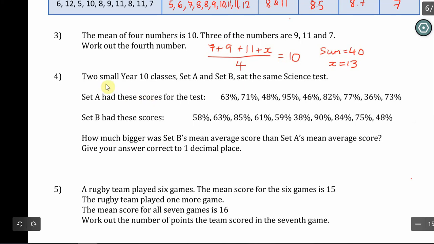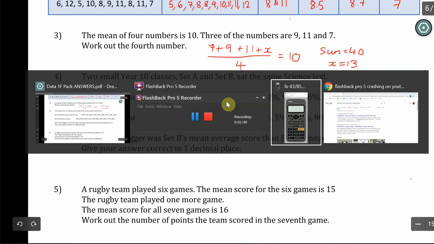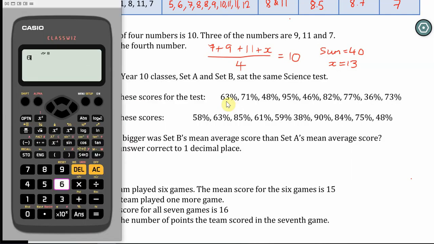On number 4, we've got two small Year 10 classes, set A and set B, and they sit the same test. Set A had these scores, set B had these scores. How much bigger was set B's mean average than set A's mean average? So just finding the mean of two listed sets of data here and finding out how much bigger one was than the other one. Nothing tricky about this one. So we would add all these first ones up. And it doesn't matter that they're percentages.